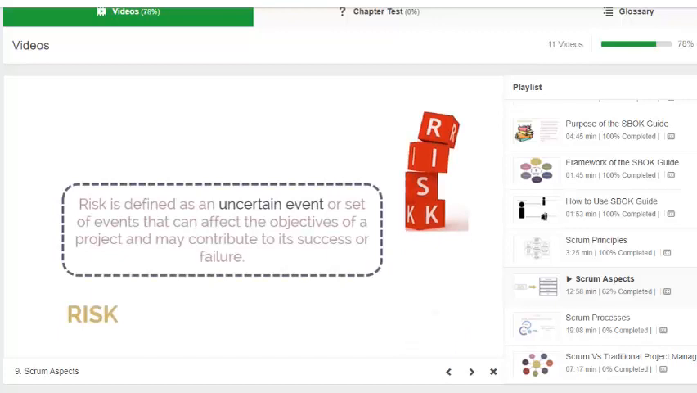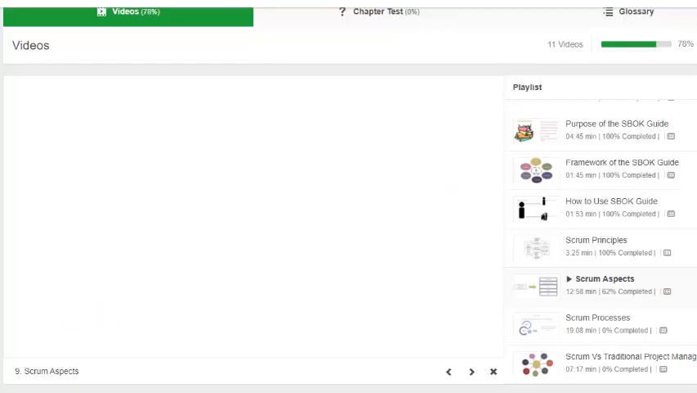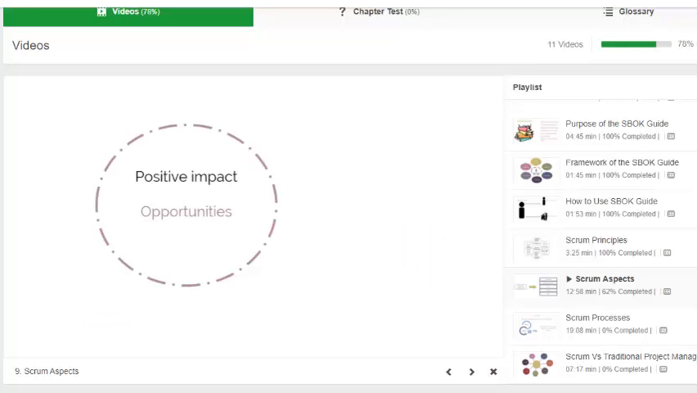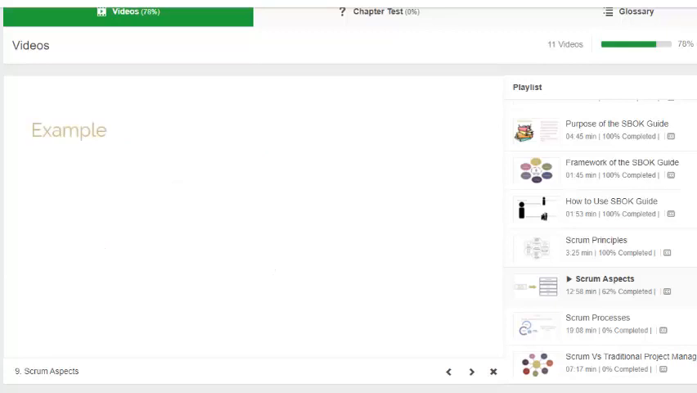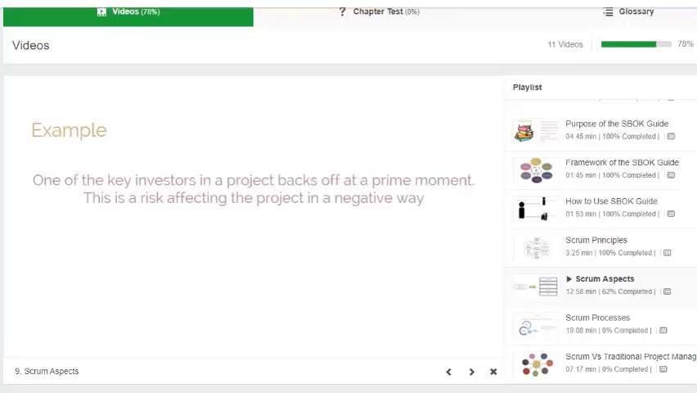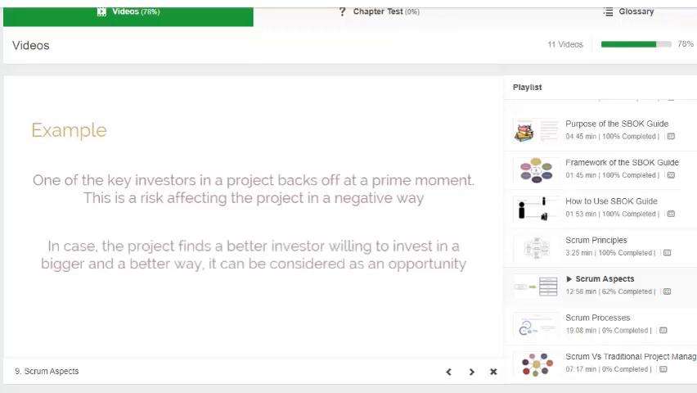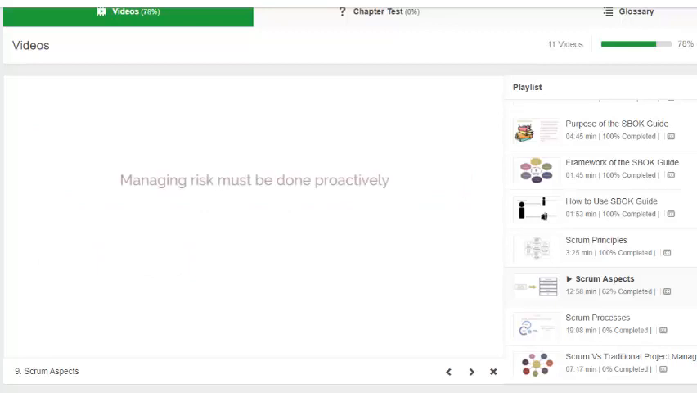Risk is defined as an uncertain event or set of events that can affect the objectives of a project and may contribute to its success or failure. Risks that are likely to have a positive impact on the project are referred to as opportunities, whereas threats are risks that could affect the project in a negative manner. For example, consider a situation in which one of the key investors in a project backs off at a prime moment. This is a risk affecting the project in a negative way. However, if the project finds a better investor willing to invest in a bigger and better way, it can be considered as an opportunity. Managing risk must be done proactively.